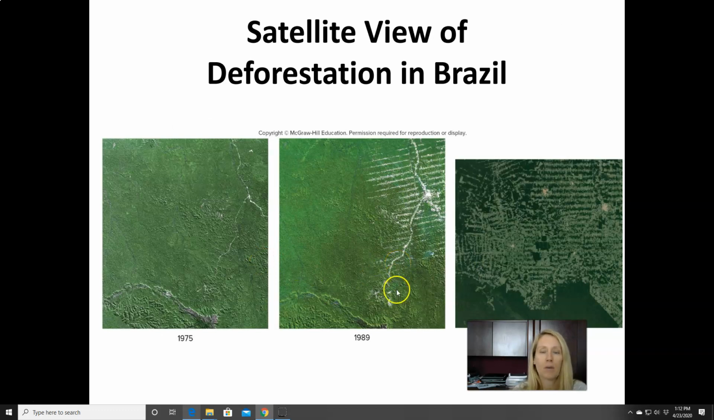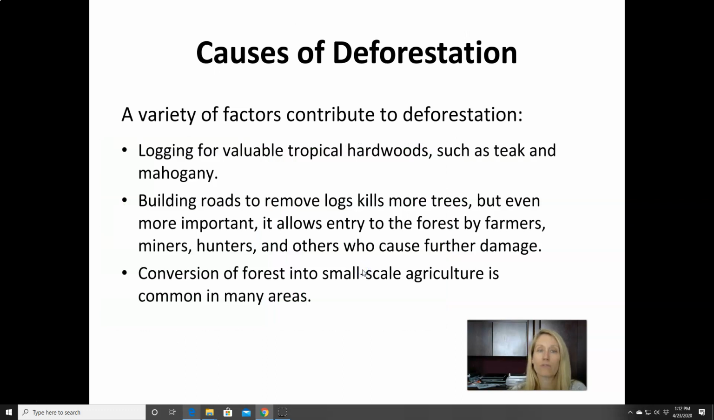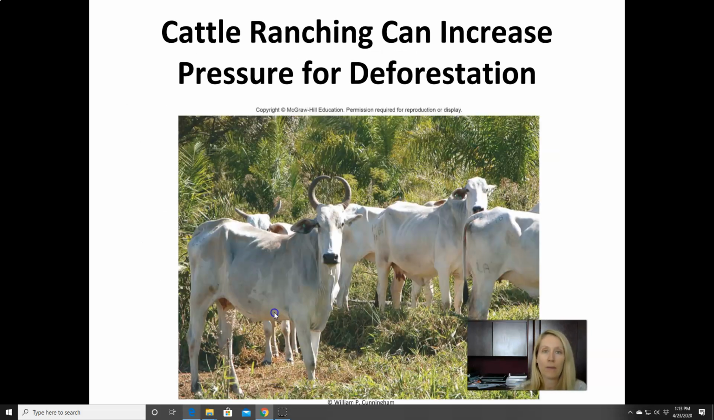And the pressure mostly is coming from the agricultural side. Again, they are taking the land and they are burning it and clearing it and using it to graze cattle because of the demand and the price for beef globally. So ranchers can make money by doing that, and also then just for farming in and of itself. So lots of things in addition to farming: logging for valuable trees, building roads so that we can take down more trees, but also so that we can have agriculture in there, so we can get in miners and hunters and anybody else who wants to use the forest. And again, small scale agriculture is very, very common.